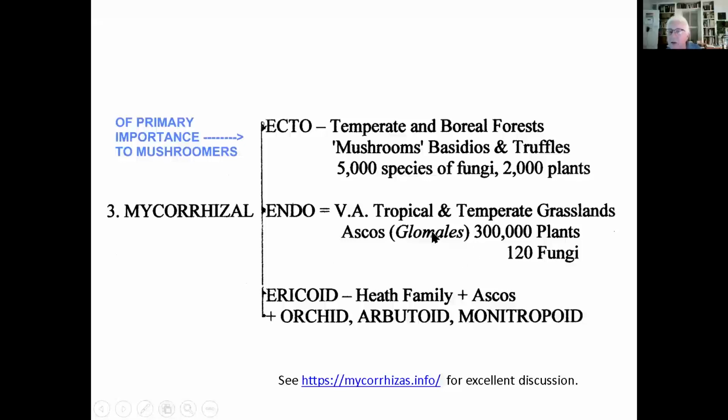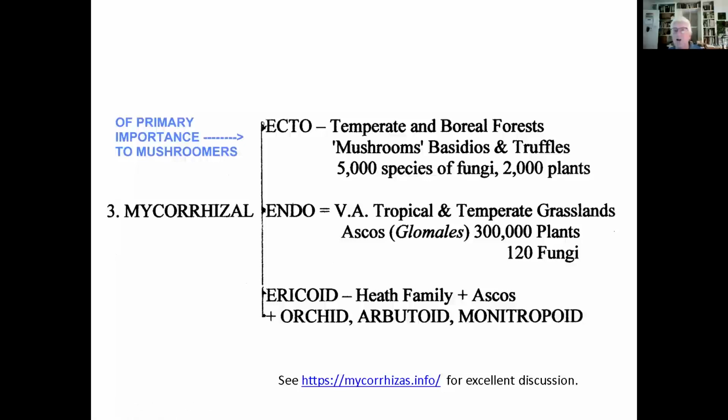So here we're talking about glomales, almost all ascomycetes. There are several other kinds of mycorrhizae which are discussed. By and large, they are variations of endomycorrhizal fungi. Those of you who are interested in this can go to a wonderful site, mycorrhizas.info. It's from Australia, but it's a wonderful introduction to mycorrhizae.